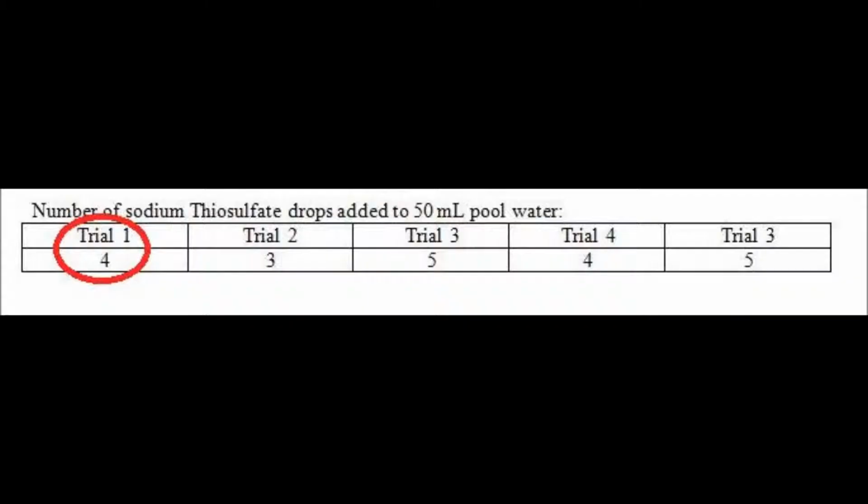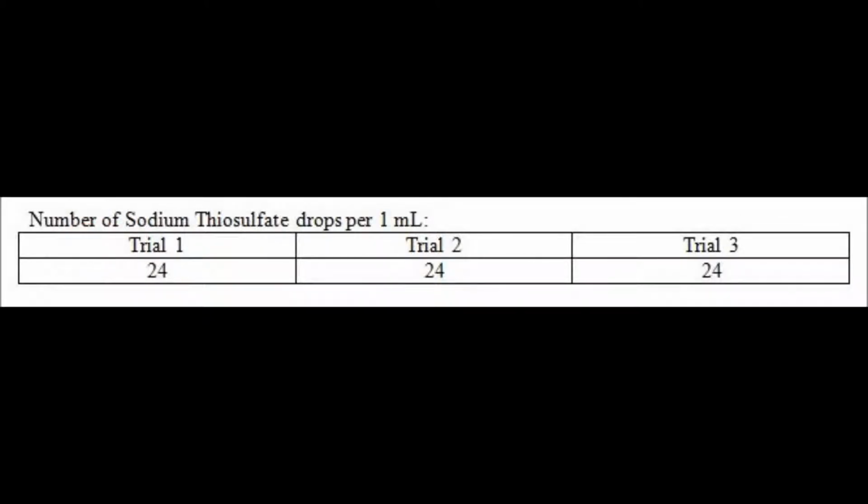We know that 4 drops of sodium thiosulfate were used to titrate the solution in trial 1. The first thing that needs to be done is to calculate the volume of sodium thiosulfate added. To do this, we will need to know the number of drops present in 1 milliliter of solution. This information was gathered and can be seen in this table.